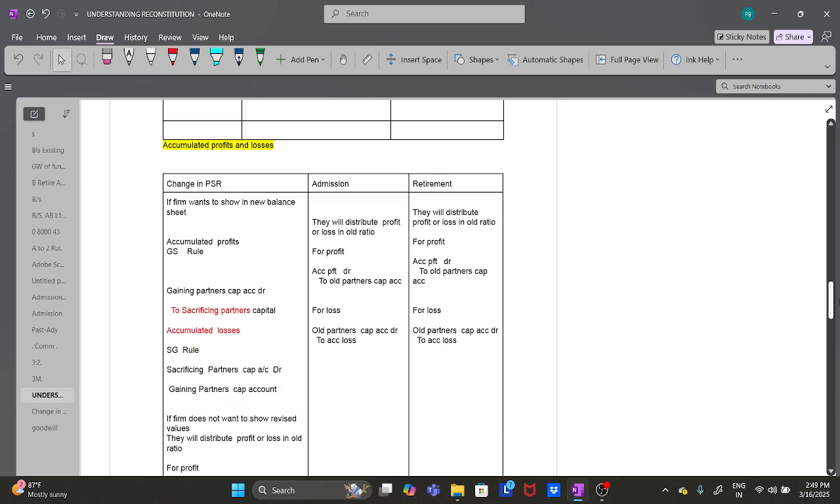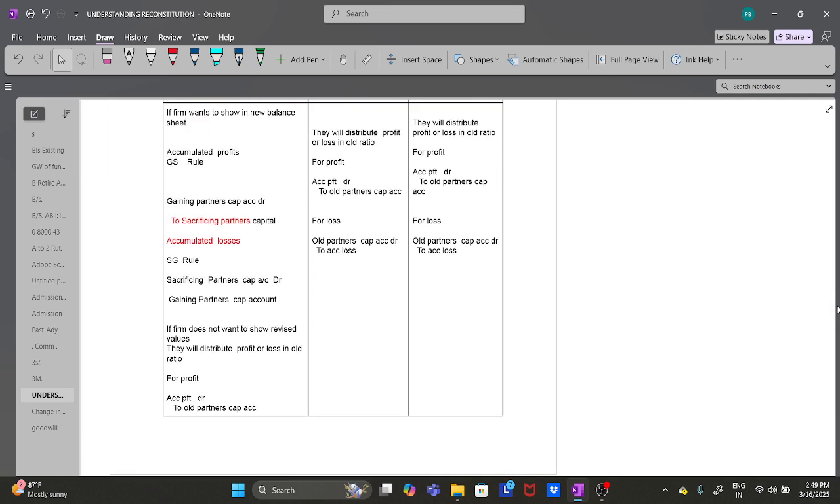But when it comes to accumulated profit and loss, here it depends if we want to show the new value or not. If we want to show the new value in the new books of the firm, we follow the rule, we give it to them in the old ratio. But if we don't want to show it, we follow the rule GS for accumulated profit, SG for accumulated loss.